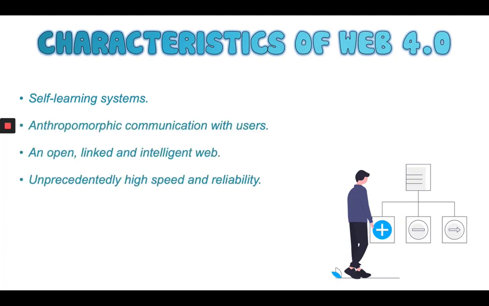The next four things is the self-learning system, which means with modern technologies like artificial intelligence, the web can learn the user's actions to know the need of the user, so that they can suggest the content that the user wants.